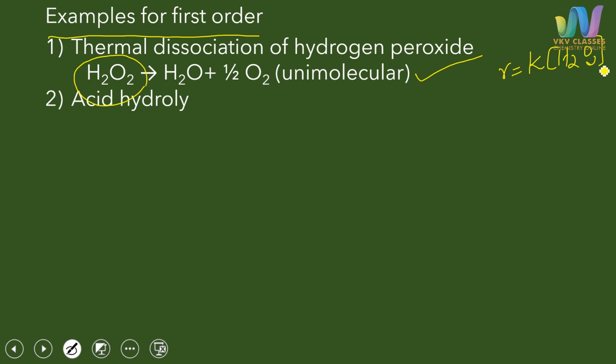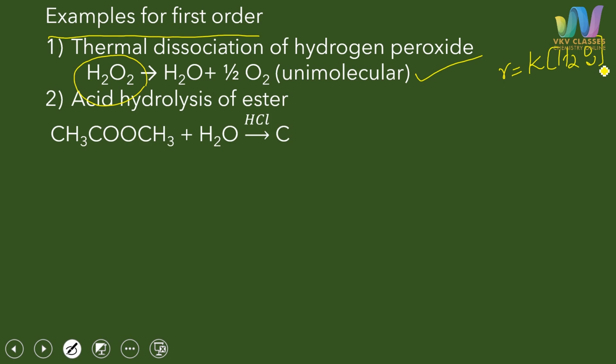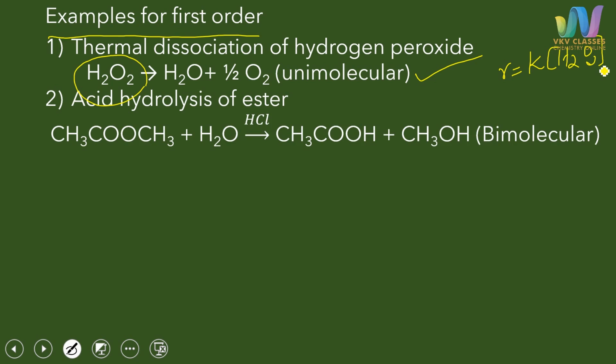Another example is acid hydrolysis of ester. CH3COOCH3, this methyl acetate plus water in presence of HCl dissociates to give acetic acid and methyl alcohol. Here hydrochloric acid is acting as a catalyst and there are two reactants taking part in the reaction. So it is a bimolecular reaction.